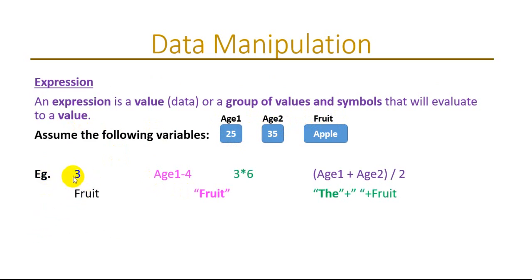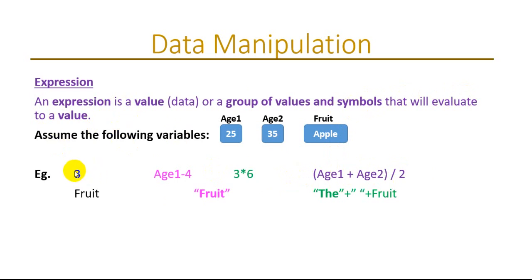Now here we have alphanumeric constant 3. This is called an expression. Why? Even if it is a single value, an expression is a value, or a group of values and symbols. With the group of values, we have minus sign, multiplication sign, brackets, plus, close bracket, division sign, and symbols. Whatever evaluates to another value is called an expression.